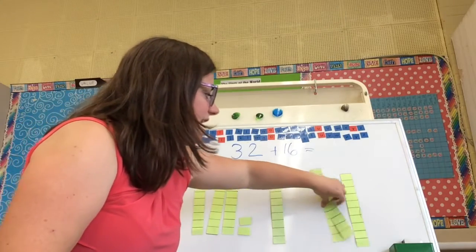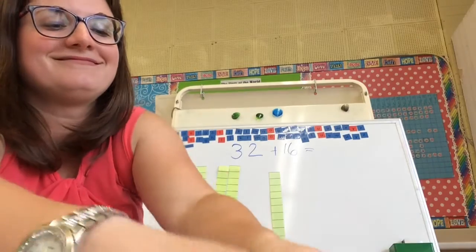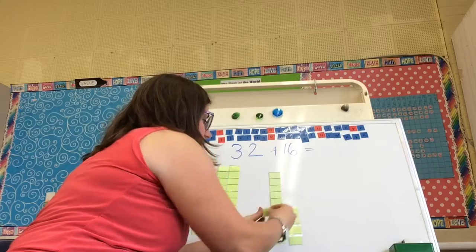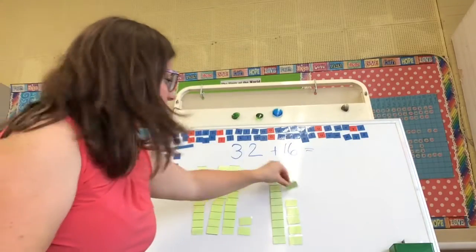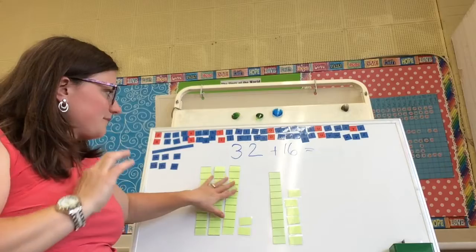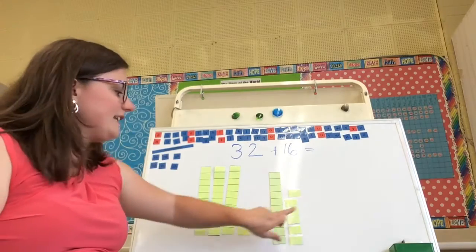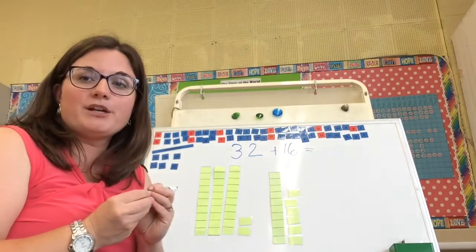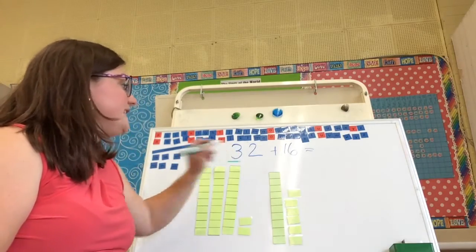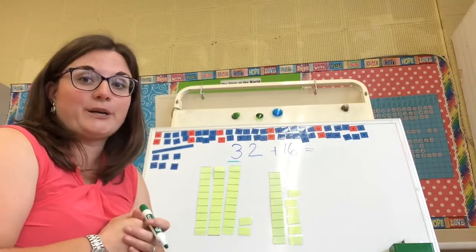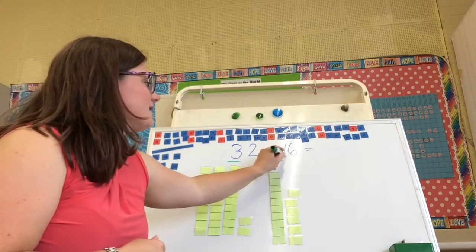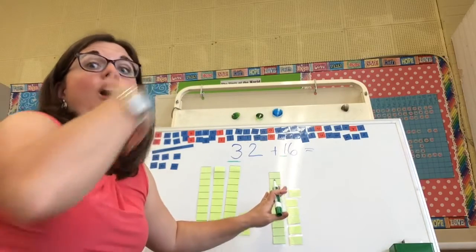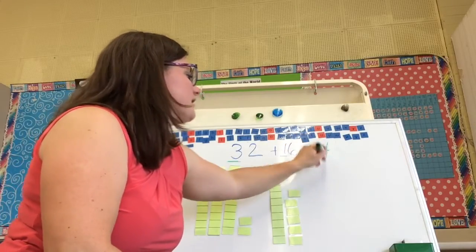So we have 1 10. And how many ones? 6. 1, 2, 3, 4, 5. And I need 1 more. 6. Okay. So we've got 32, and I want to add 16. So we're going to start with our tens. How many tens do we have in the first number? 3. How many 10s do we have in this second number? 1. So 30, and if we add another 10, that's going to give us 40. 3 plus 1 is 4.